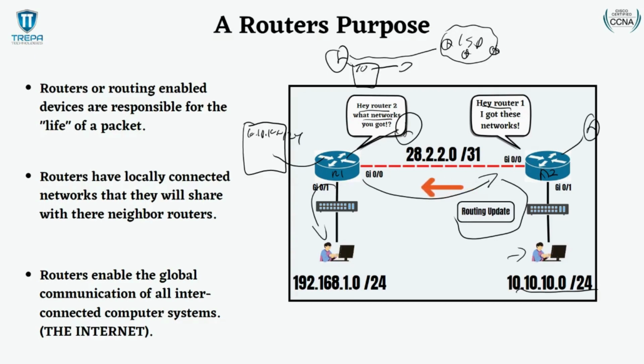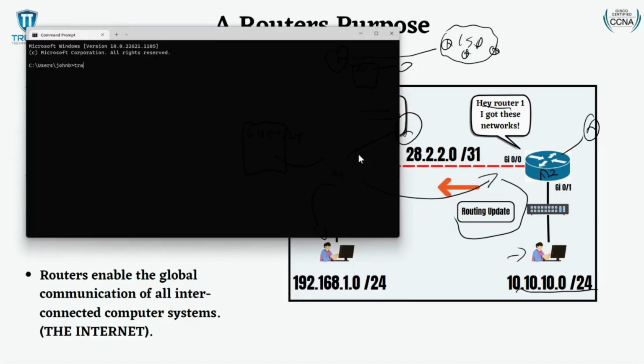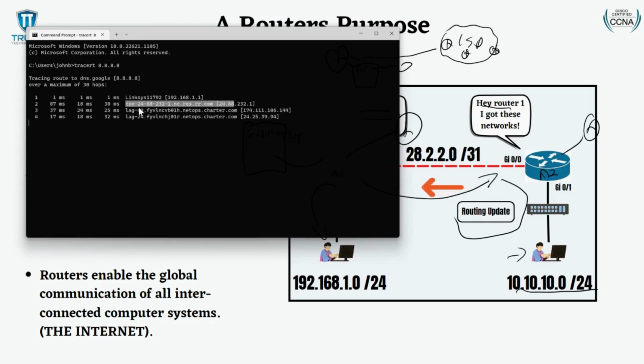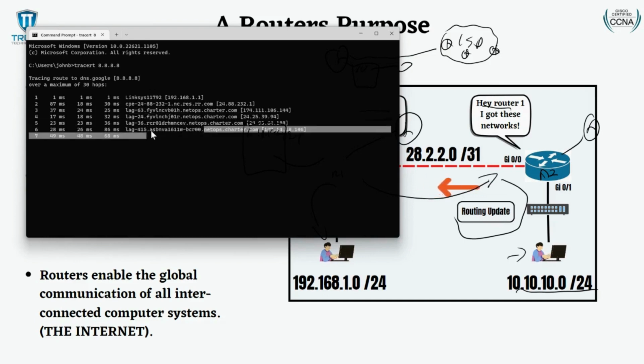So let's take a look at that. What I'm going to do right now is bring up a command prompt, and I'm going to do a command called tracert or traceroute, and I'm going to direct that traceroute to Google DNS servers. So at every hop of the way, this is a router or routing-enabled device that's sending my packet along to Google's DNS servers. At each hop, it's inspecting its routing table and saying, okay, now I need to send, if I'm Lag 63, okay, I need to reach Google.